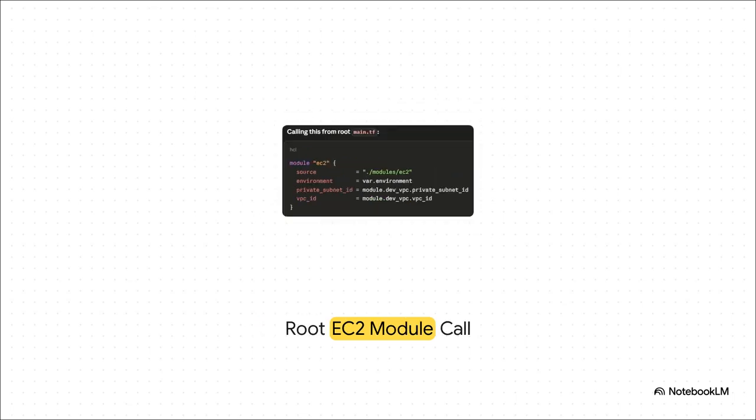To bring it all together, the root module actually calls the EC2 module for the dev environment. We set the source path to our local EC2 module, pass in the environment variable, and then we inject the required outputs from our VPC module, specifically the private subnet ID and the VPC ID, to ensure those compute resources are placed precisely in the isolated network we just designed.